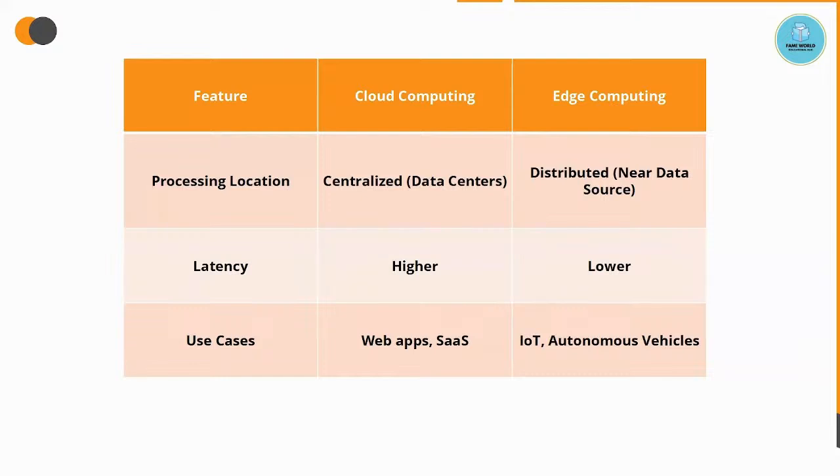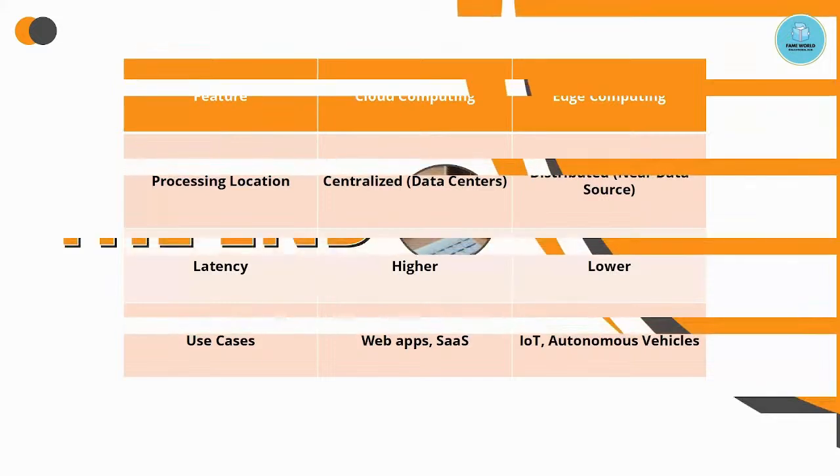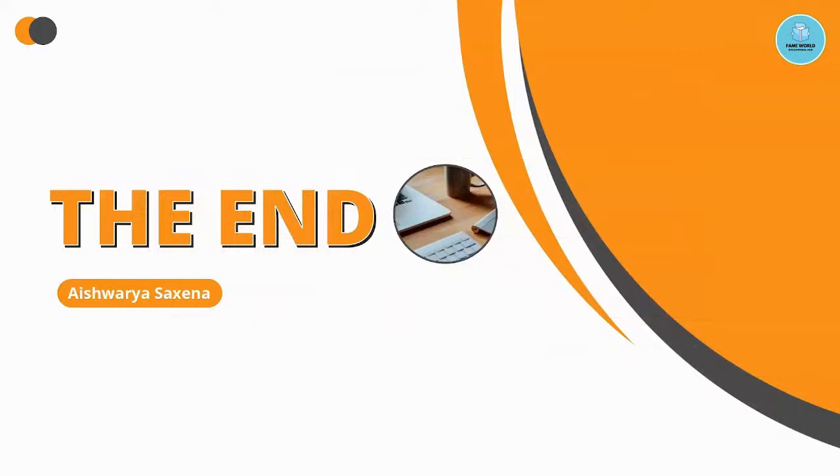In edge computing, the use case could be IoT and autonomous vehicles, because there also real-time data is required when we talk about autonomous vehicles. Okay, so this is a brief comparative study of cloud computing and edge computing. I hope whatever I've discussed till now is clear to you. In case you have any query, you can tell.